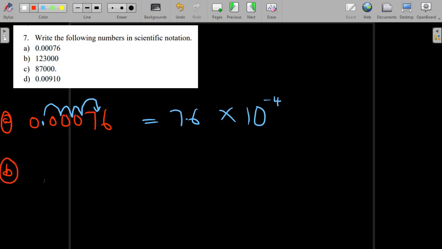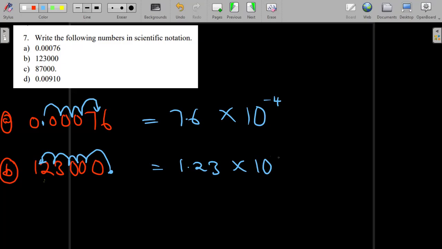Okay, so that is A. Let's look at B. We have 123,000. It means the decimal place is at the end there if you don't see it. So we have to move it 1, 2, 3, 4, 5 times. So that would be 1.23 times 10 to the power 5. Since we moved to the left, the power should be positive. And then C, what do we have?